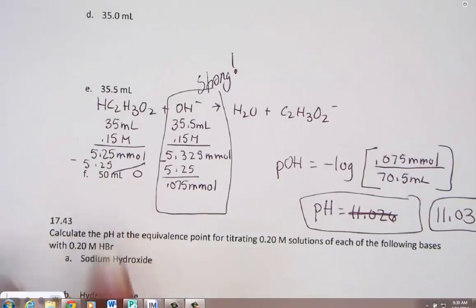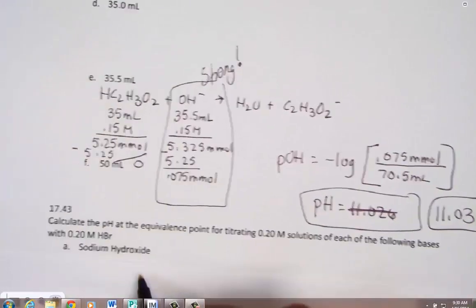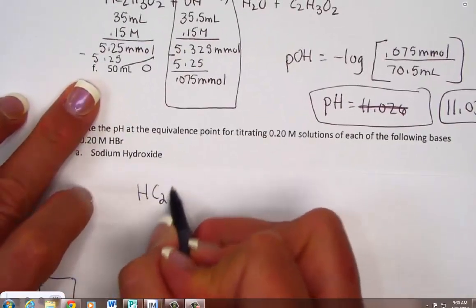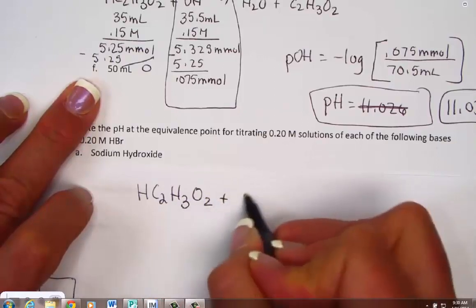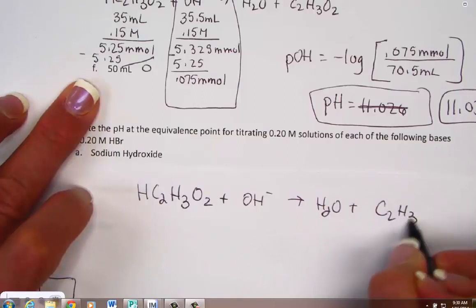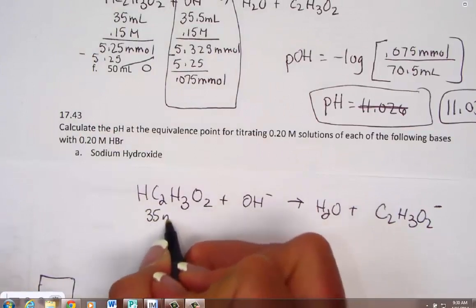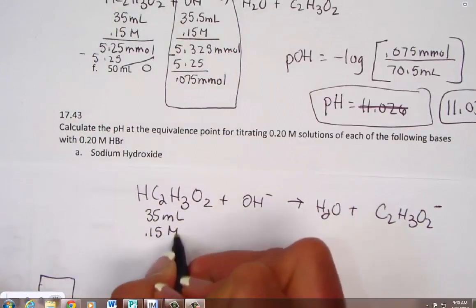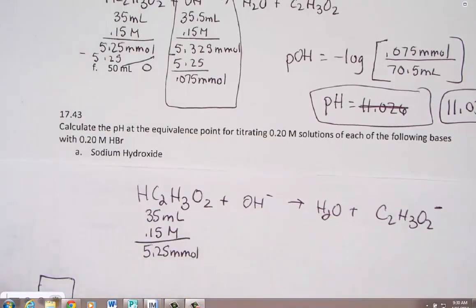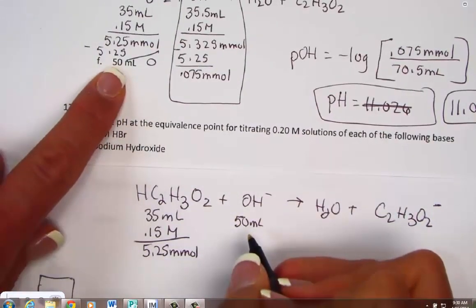We have 50 mLs of the base. Very similar to letter E. Let's work this one together. We have acetic acid with a strong base, giving us the conjugate base and water. We know that consistently we've had 35 mLs, 0.15 molar, giving me 5.25 millimoles. How about for the base? Here we've added 50 mLs. I'm working this one, 50 mLs.